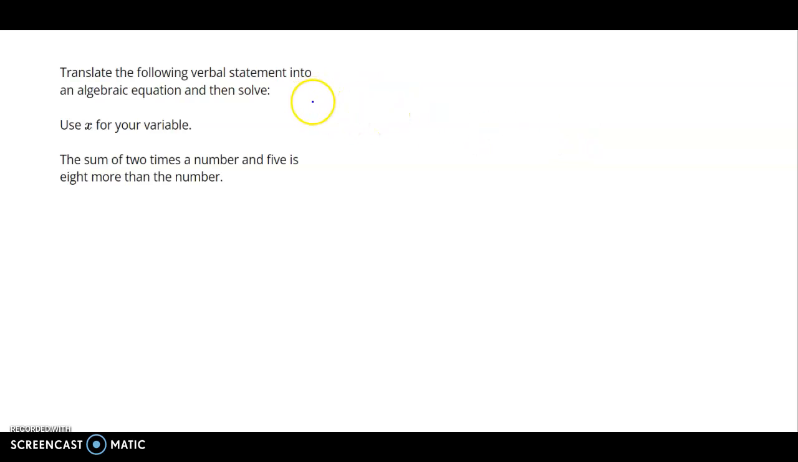Translate the following verbal statement into an algebraic equation and then solve. Use x for your variable. So we have the sum of 2 times the number and 5 is 8 more than the number.